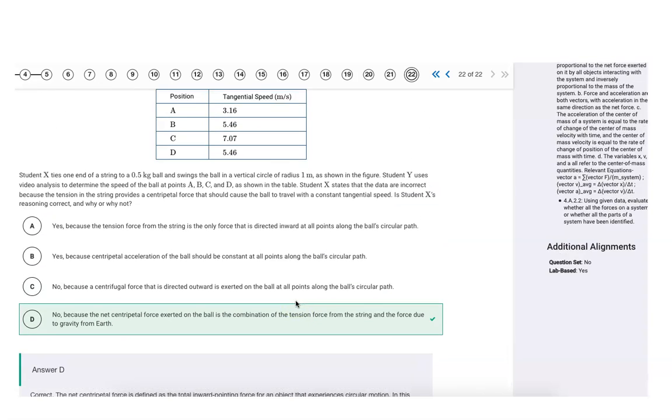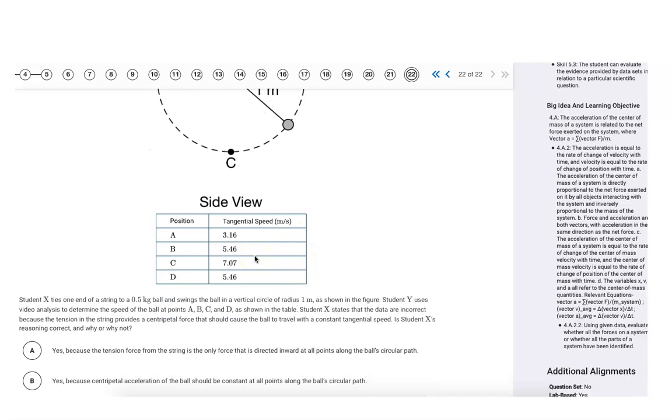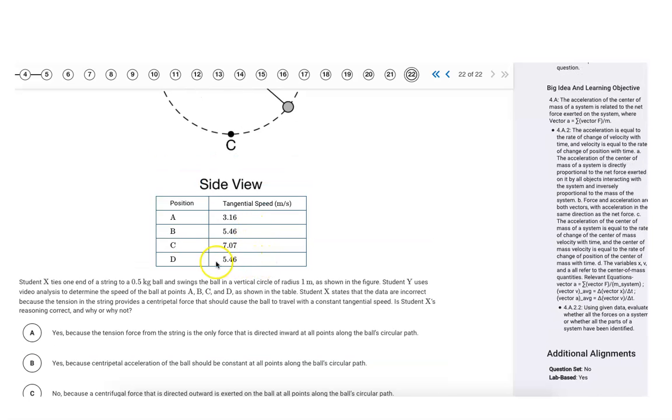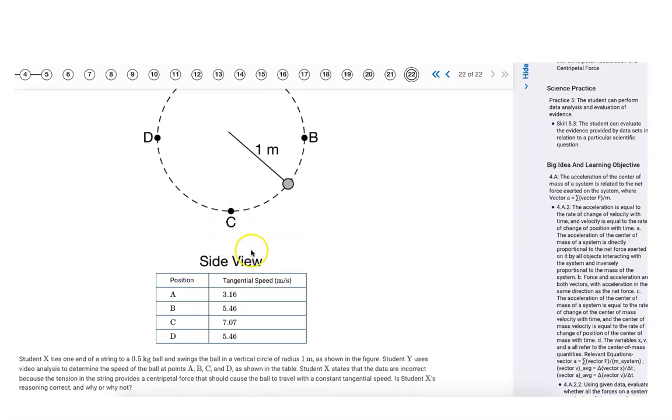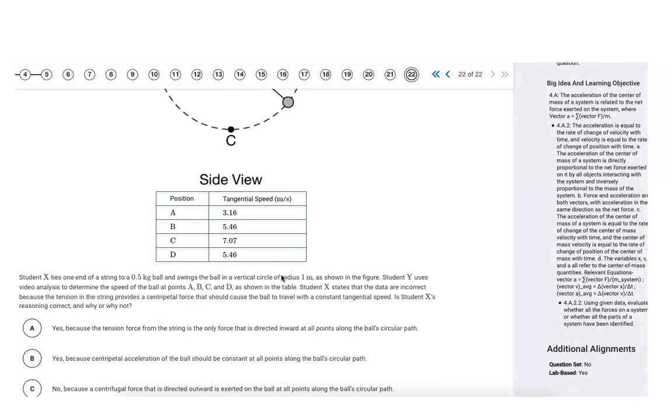Again, this does not apply to uniform circular motion. It's still a circular motion, but it's not uniform. So the tangential speed changes. However, for uniform circular motion, tangential speed stays the same, and therefore the net force stays the same. All right, that's it.